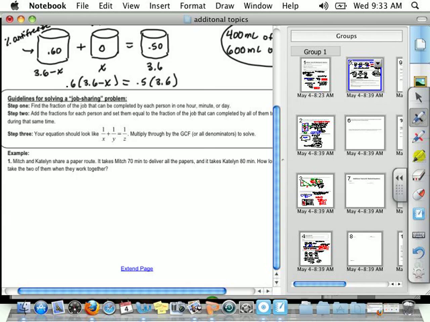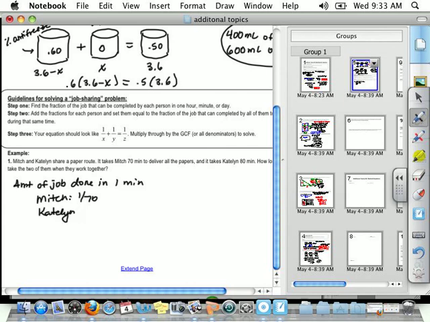So it says Mitch and Caitlin share a paper route. It takes Mitch 70 minutes to deliver all the papers, and it takes Caitlin 80 minutes. How long does it take the two of them when they work together? Okay, so remember when we did these before, we always said the amount or the percent or the fraction of the job, amount of job done in 1 minute. So in 1 minute, Mitch can do what fraction of the job? 1/70th. In 1 minute, how much can Caitlin do? 1/80th. Right, because it takes her 80 total minutes.